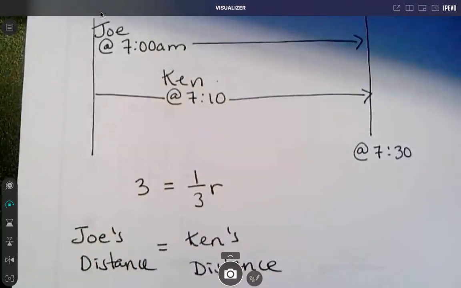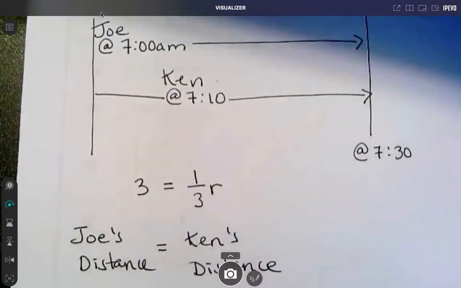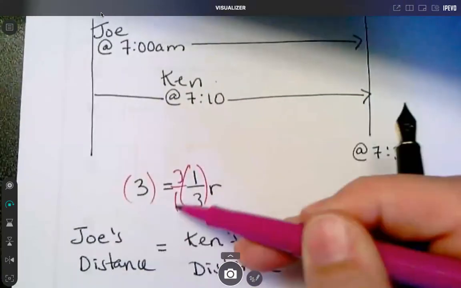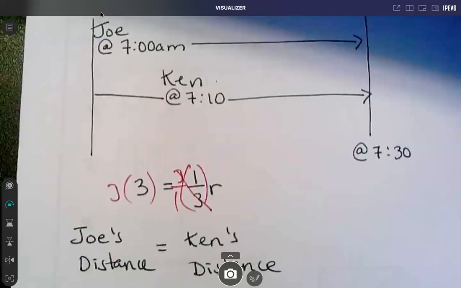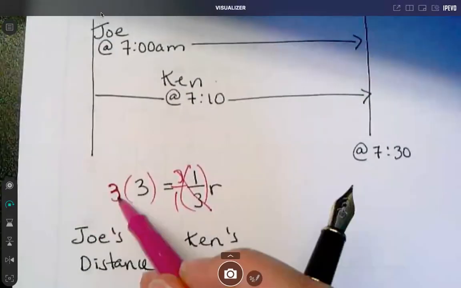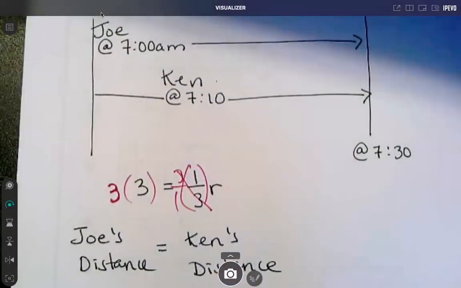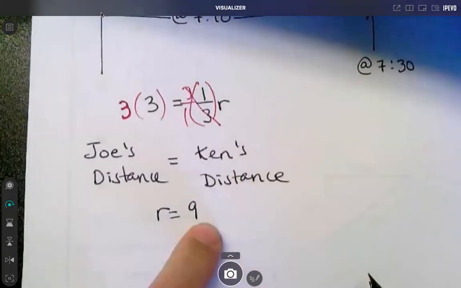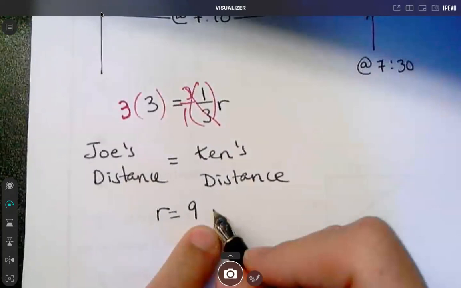We know how to solve these. If it's a division equation, we undo it using multiplication. So, let's see. R equals 3 times 3, 9. And then add a unit. 9 miles per hour. Yep.